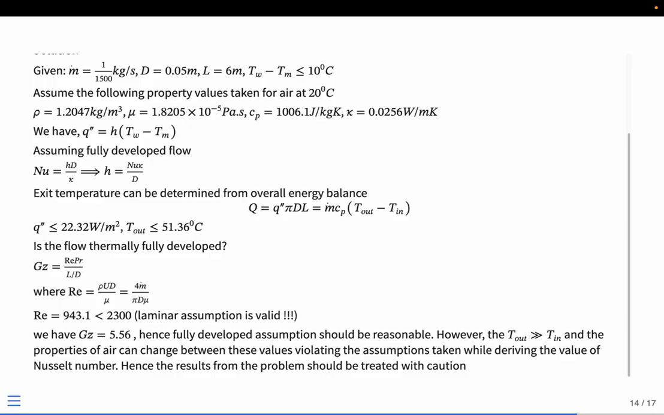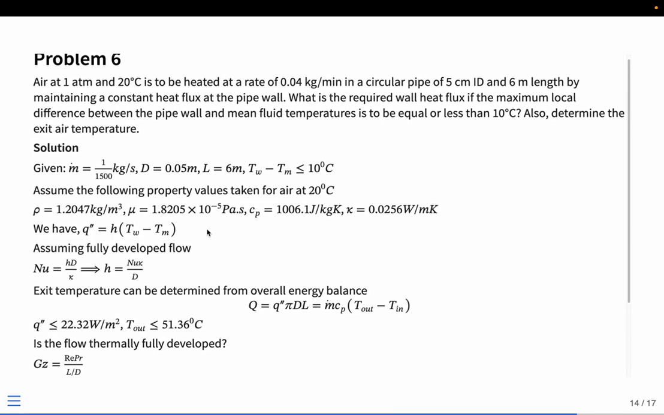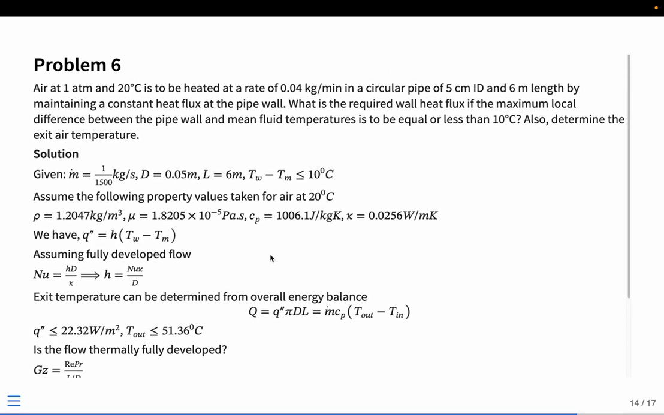We will compute the Reynolds number, and the Reynolds number is less than 2300 for tube flow, so it is still laminar. If you compute the Graetz number, this is around 5.56, which is more or less okay, close to 1 compared to 10. So the fully developed assumption is not that off. However, the most important thing here is the exit temperature is around 51 Celsius, while the inlet temperature is 20 degrees Celsius. So the temperature is changing from 20 to 51, and it will keep on increasing.